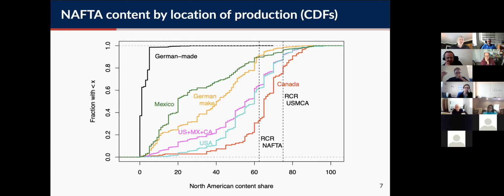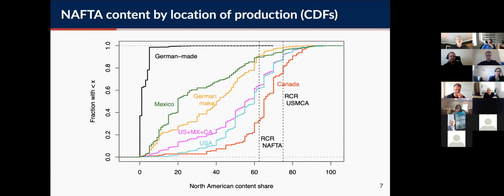Also, to be clear, in these distributions one observation is one car model. In the data, we have exact data for volumes, and if we weight by the volume of cars, the CDFs are shifted way over to the right, which is to say that the cars sold in the US with some of the highest volumes are ones that source a lot of their parts within NAFTA. But I think this is still informative to say that there are going to be a whole bunch of car models sold in the US that are no longer going to be compliant with the new NAFTA rule.